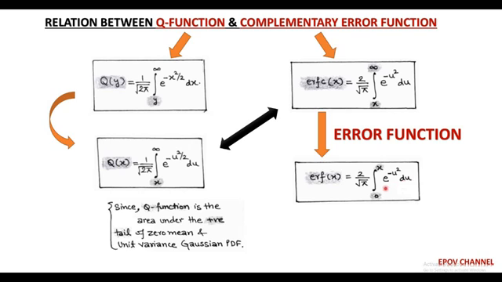And from here we can express the error function as same as complementary error function, but only the difference is in its limit, that is from u equals 0 to u equals x in case of error function. And the complementary error function is obtained by taking limit u equals x to plus infinity, which is same as Q function, which is the area under the positive tail of zero mean and unit variance Gaussian PDF.